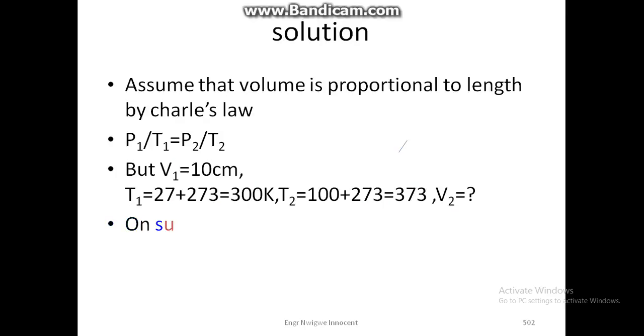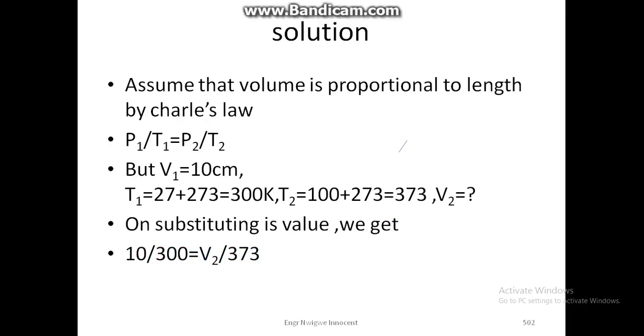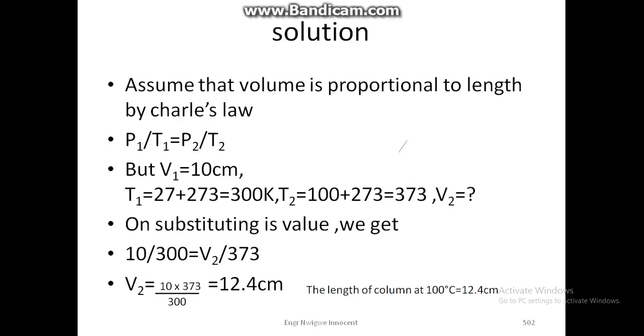V2 is unknown. On substituting the values, we get 10 over 300 is equal to V2 over 373. V2 is equal to 10 times 373 over 300, which is equal to 12.4 cm. The length of the column at 100 degrees centigrade is 12.4 cm.